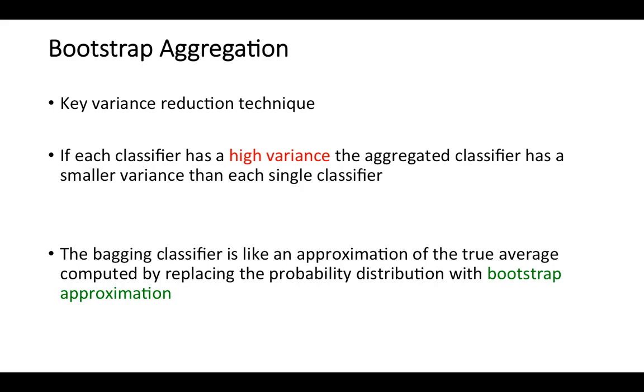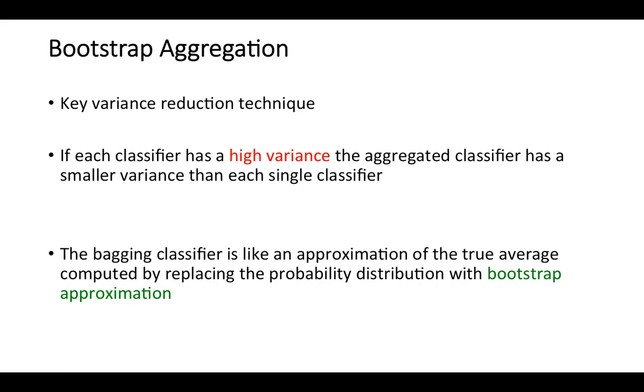So one of the key ideas in bootstrap aggregation is bootstrapping. Each classifier, if it has a high variance, the aggregated classifier will have a smaller variance. That's the central idea. If you have several classifiers and you take the average of those, the averaged classifier will have a small variance, right?